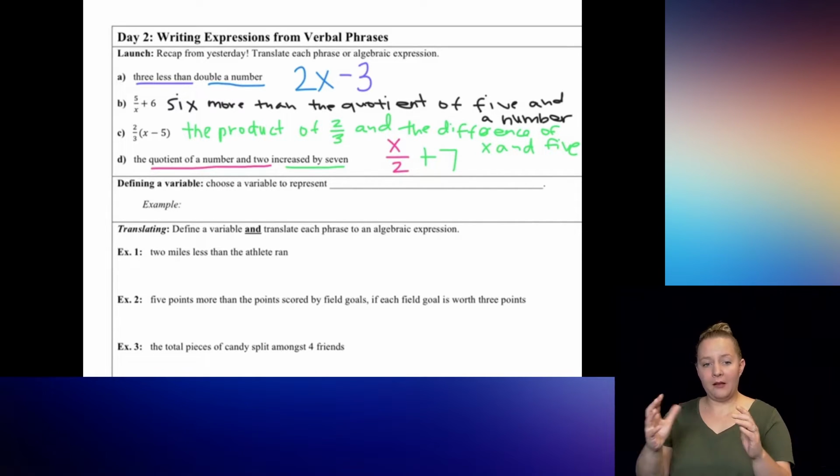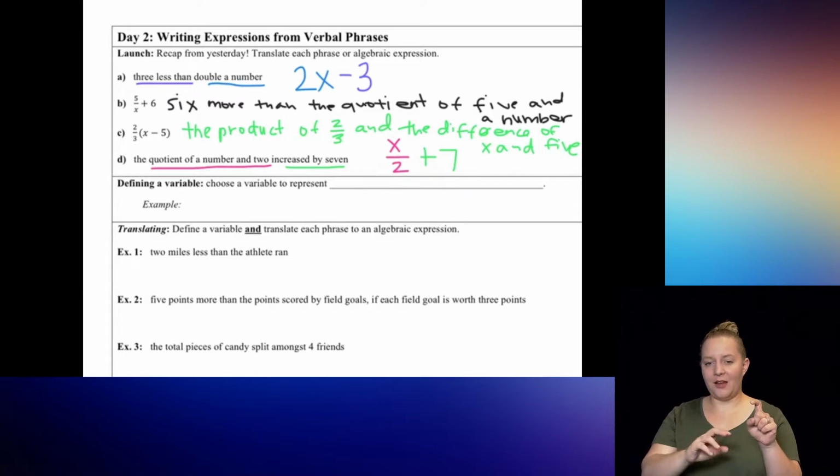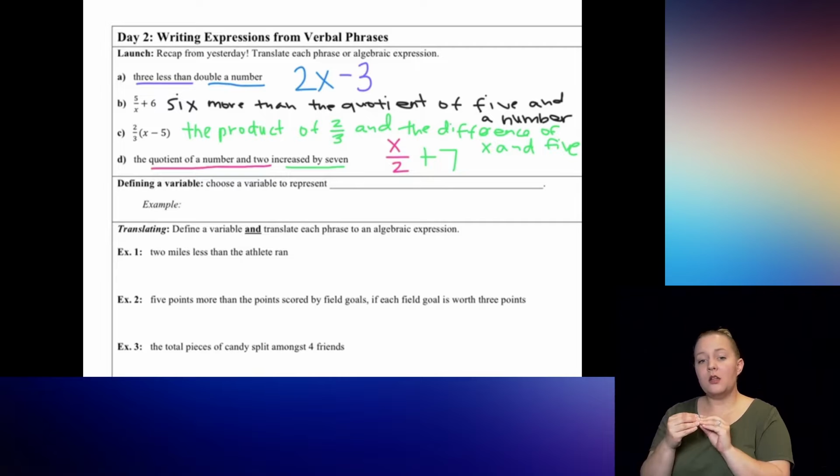And then for letter D, I have the quotient of a number and 2. So x divided by 2 increased by 7, so plus 7 more. All right, so now we're going to look at the new material.